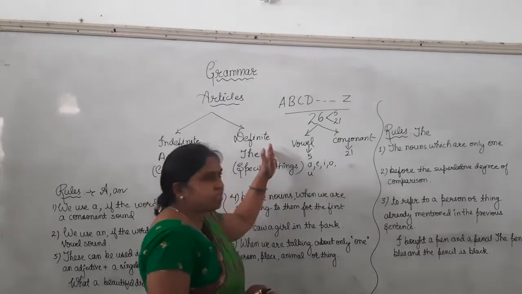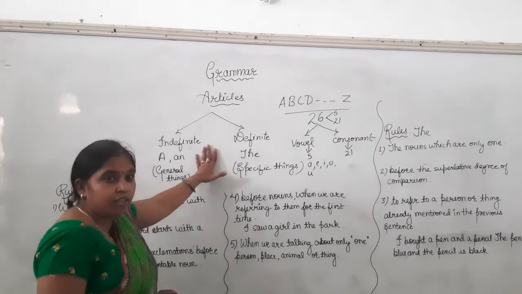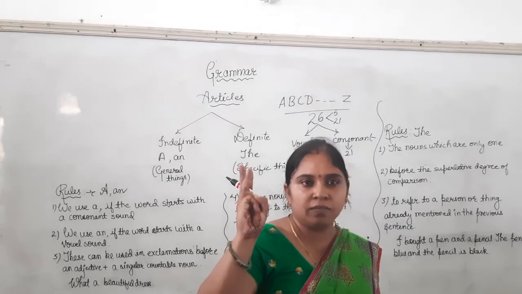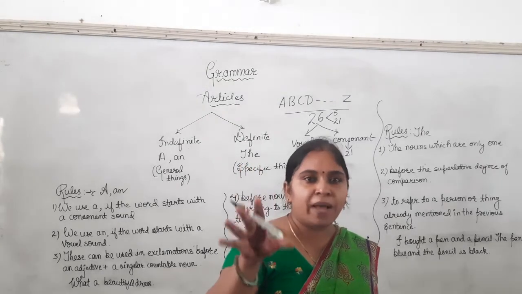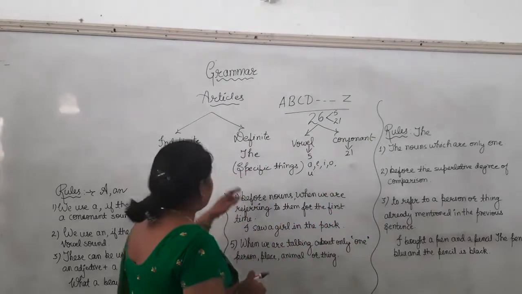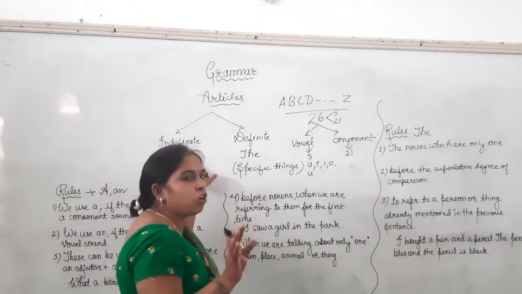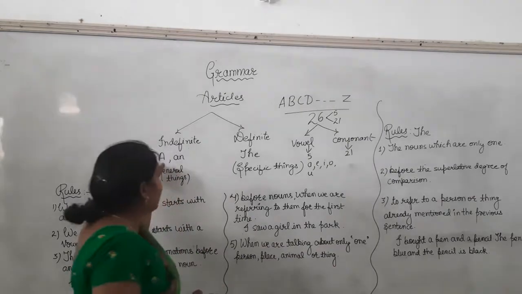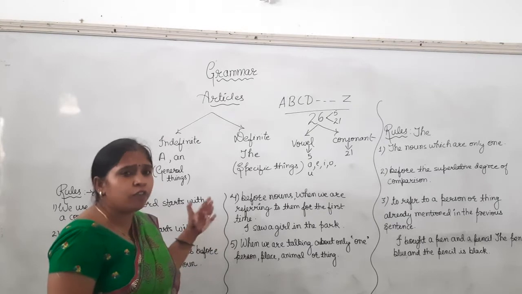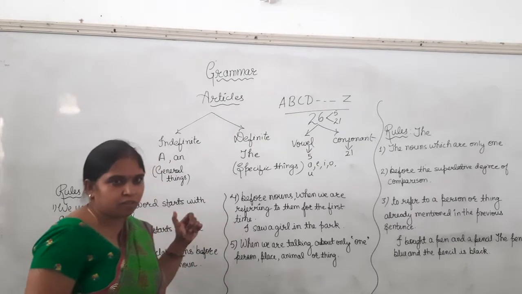Now come to the topic articles. Students, 3 articles are there: a, an, the. When we write a paragraph, a sentence, or read something, we can easily find these 3 articles in a passage. While writing a sentence, we also use these articles. Now what are the rules of using these articles? That we will learn in this chapter.